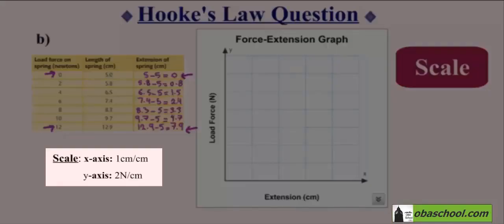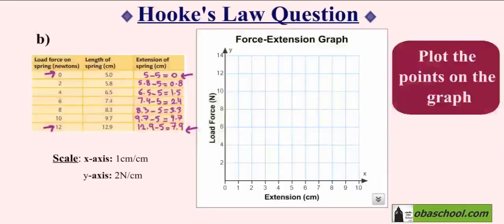So we can choose the scale as follows. 1 centimeter for each centimeter for the x-axis and the y-axis, 2 Newton for each centimeter. Let's start to plot the points on the graph. We have the point 0, 0. Then at 0.8 we have 2.